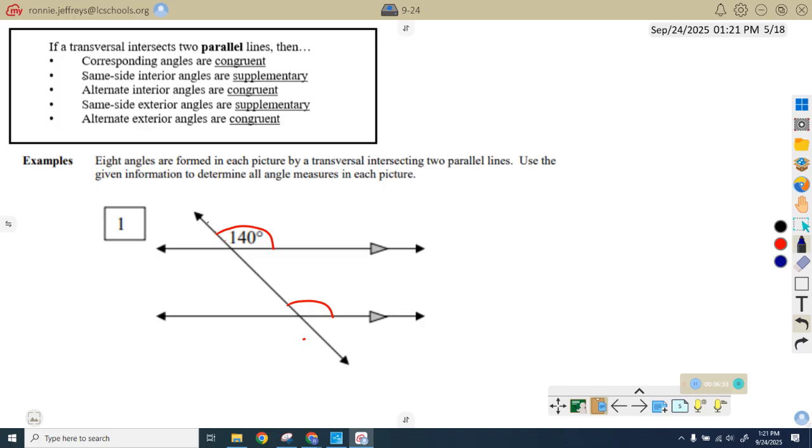Same side interior, that's this one and that. The reason I'm using arcs is that you use arcs to show congruency. One arc, these 2 arcs all the way up. Alternate interior angles are congruent. So if this is interior, that means this is congruent. That also means this angle is congruent to that one there.